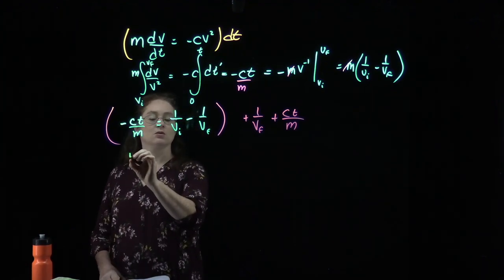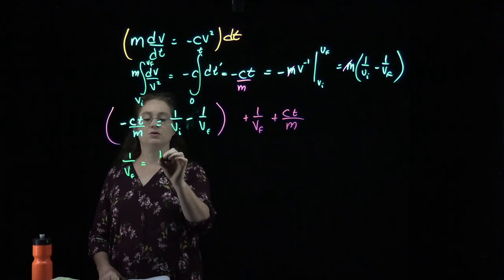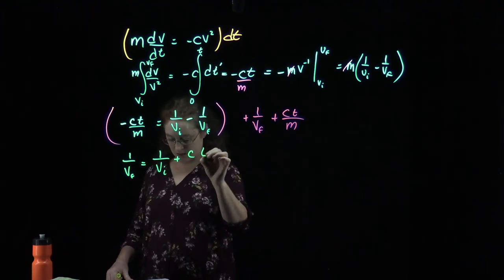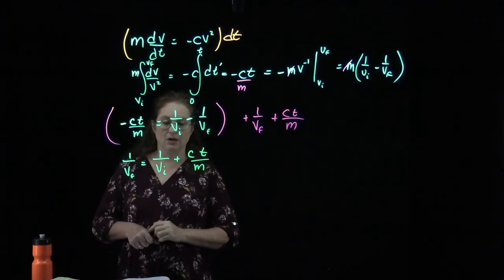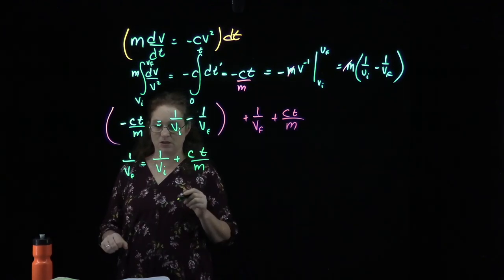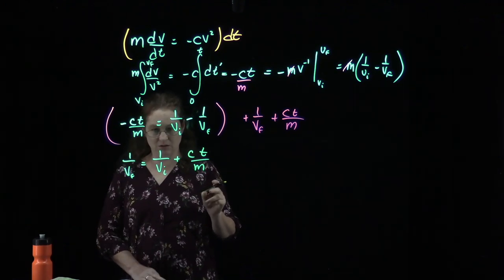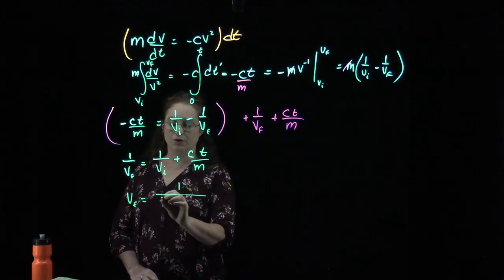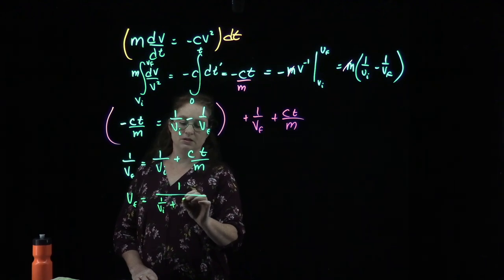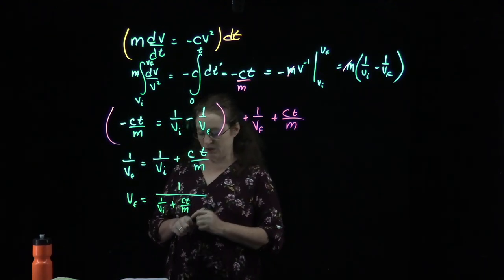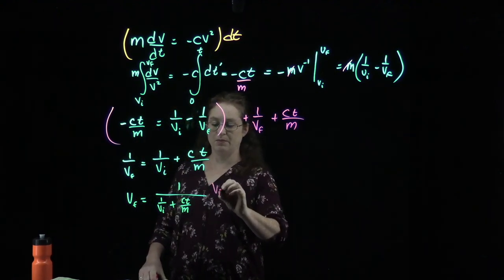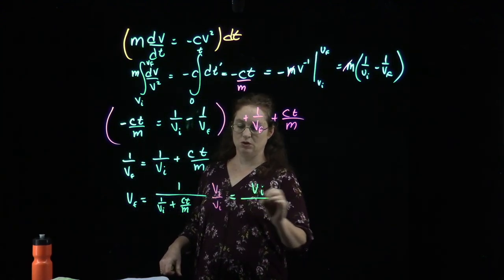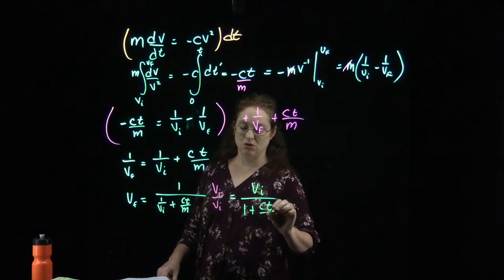That gives me 1 over v final equals 1 over v initial plus ct over m. And this, I'm going to then invert it. So I get v final equals 1 over (1 over v initial plus ct over m). I am going to multiply on top and bottom by v initial to give me v initial over 1 plus ct over m.